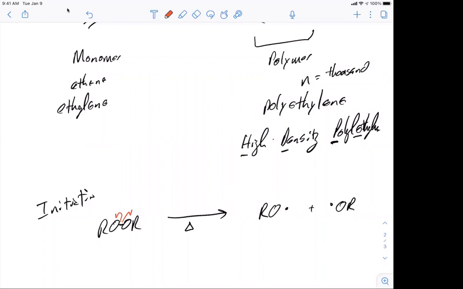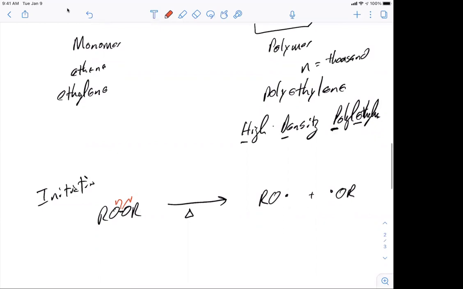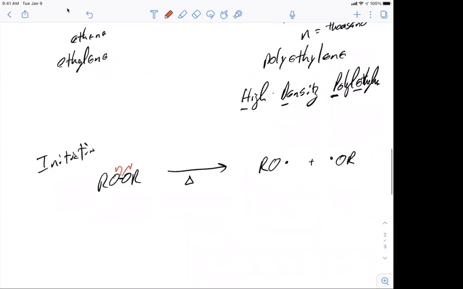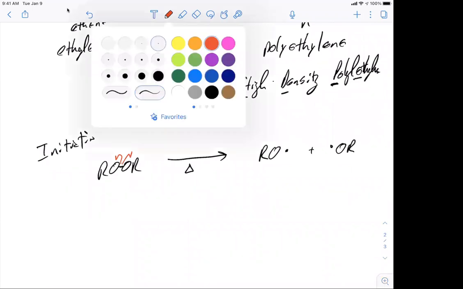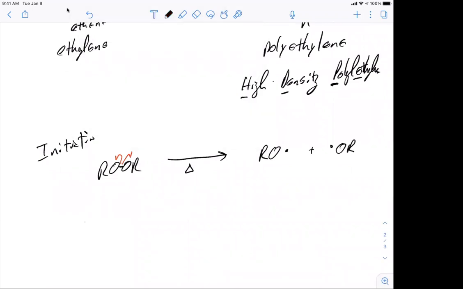The R groups can change what temperature is needed, so you have all kinds of different temperatures and different things like that. And then to get this one started, what we'll do is have the OR react with the double bond. And I'm going to flip this around.